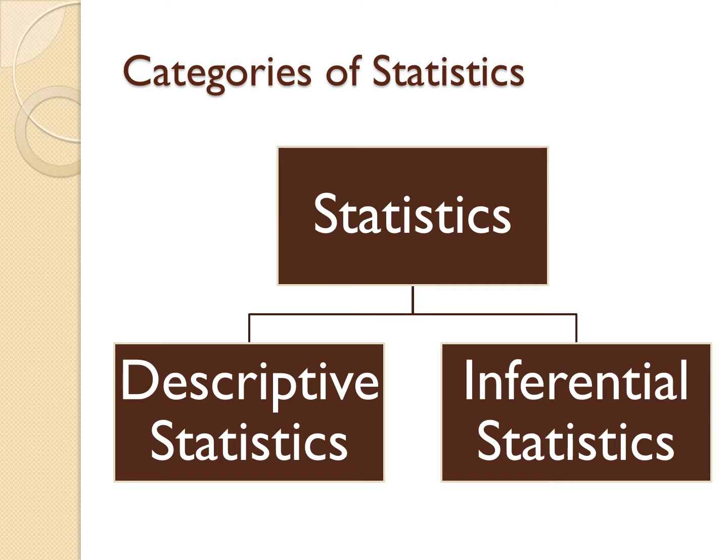Statistics has two broad categories. There are descriptive statistics and inferential statistics. Descriptive statistics is a branch of statistics that focuses on presenting, organizing, and summarizing data. Descriptive statistics are values that describe the characteristics of a sample or a population.